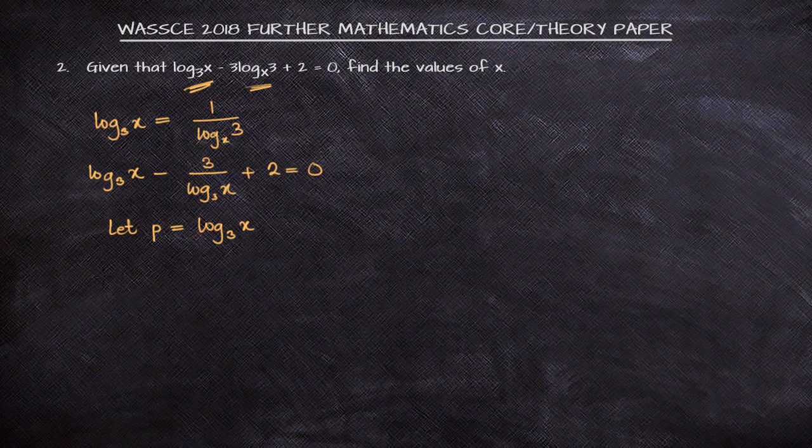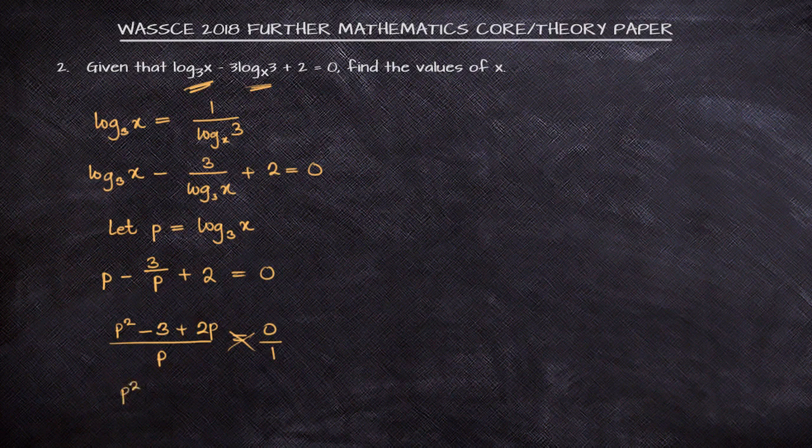So now in this equation, we have p minus 3 over p plus 2 is equal to 0. And if we take the LCM as p, we will have p squared minus 3 plus 2p is equal to 0 over 1. So if you cross multiply, we have p squared minus 3 plus 2p is equal to 0. Now, if you just rearrange, because this is almost looking like a quadratic equation already, it is a quadratic equation actually.